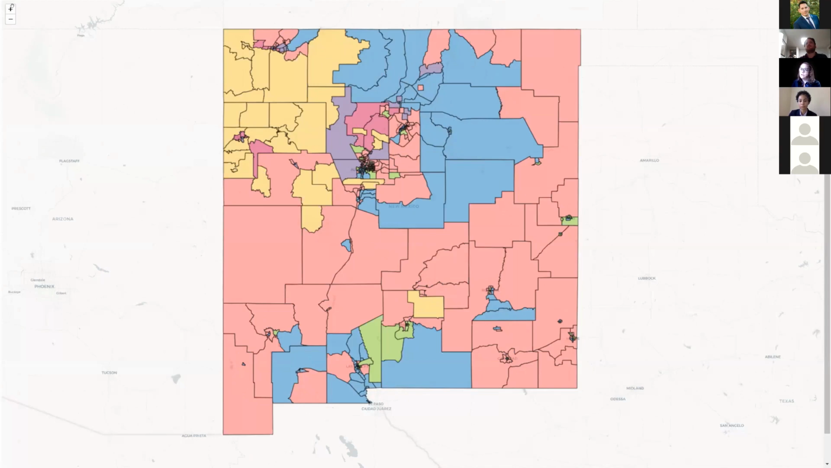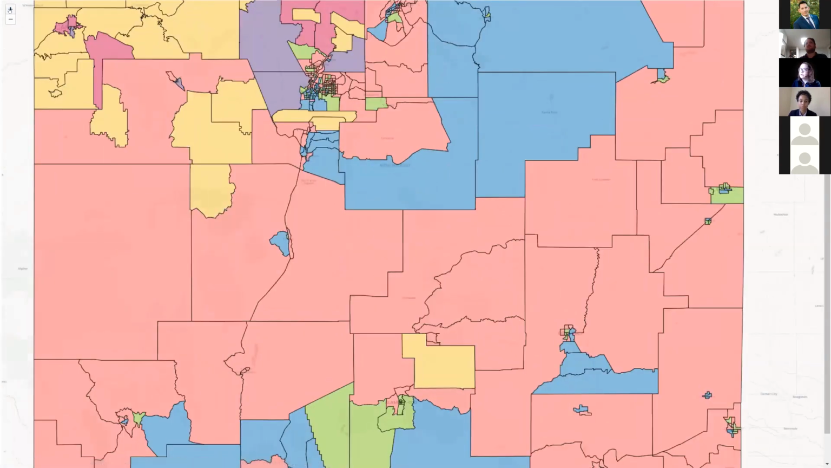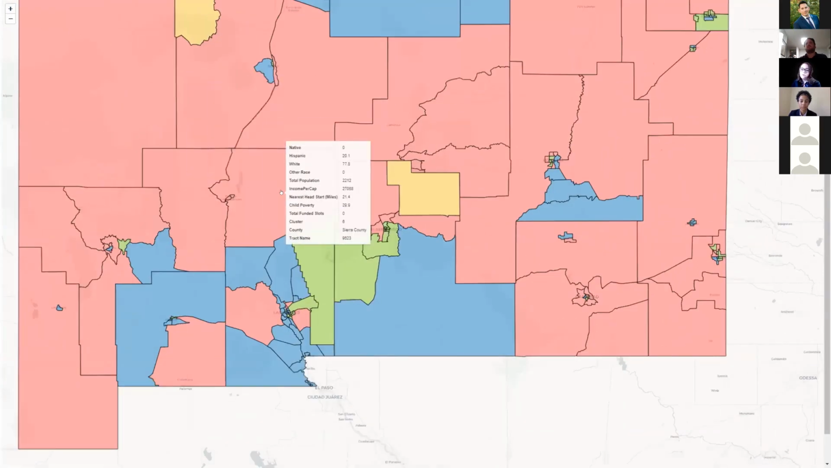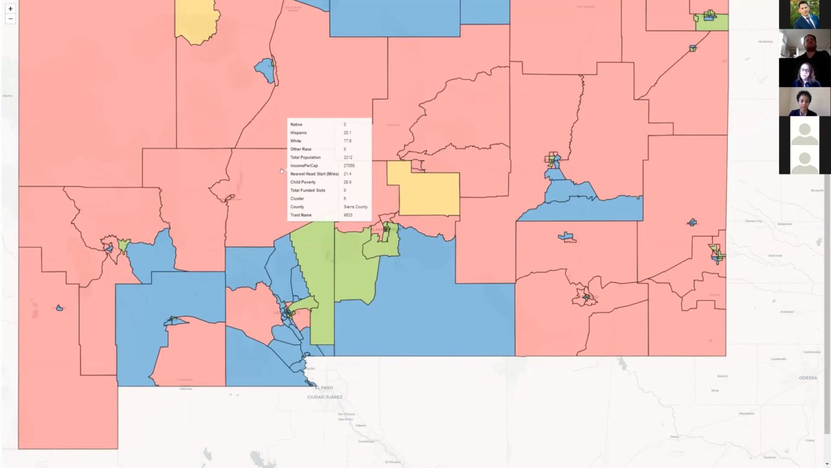When you zoom in, you can see that the more densely populated areas result in much smaller clusters. And so one important little tooltip that we added here is that when you hover over a census tract, it gives you some information about that tract, including race and ethnicity information, income and poverty levels, and some basic info, such as the county that it's located in and the population.